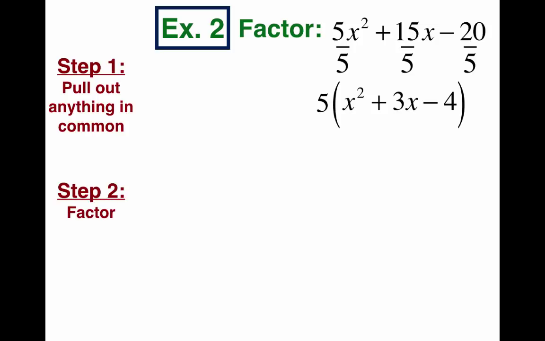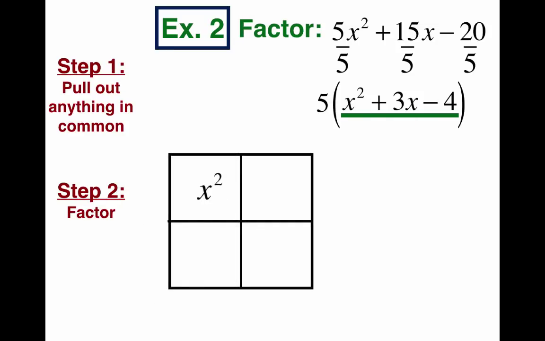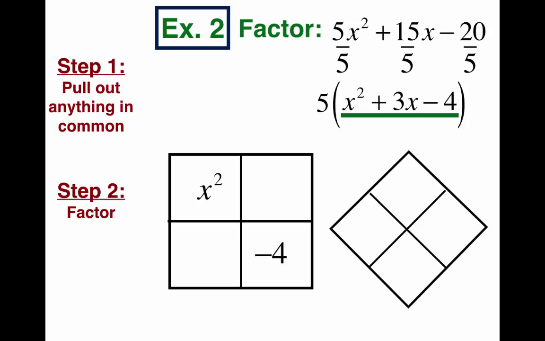And then step 2, when we go to do our rectangle, we're only using the x squared plus 3x minus 4. Forget about the 5. It's out of the problem for now. So set up your rectangle. Put your x squared and your minus 4 in. Set up your diamond. Times the rectangle corners together. So x squared times negative 4 is a negative 4x squared.